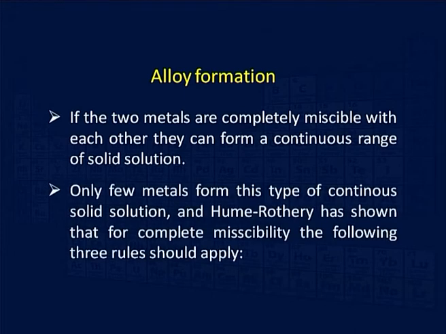Only a few metals form this type of continuous solid solution, and therefore, Hume and Rothery have shown that for complete miscibility the following three rules should be applied. These rules are also known as the Hume-Rothery rules. According to this, the two metals must be similar in size, at least their metallic radii must not differ by more than 14 to 15%.